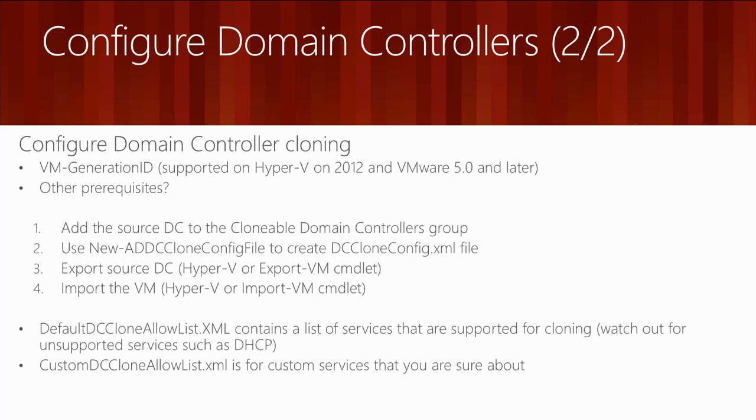kind of a weird one, but it's a good testable item, right? Destination VM must be the same OS as the source VM. That's pretty obvious. And the steps, I think I list them right there. So you add the source DC to that group, you use that particular command to create the file, export the source VM, and then you import it.